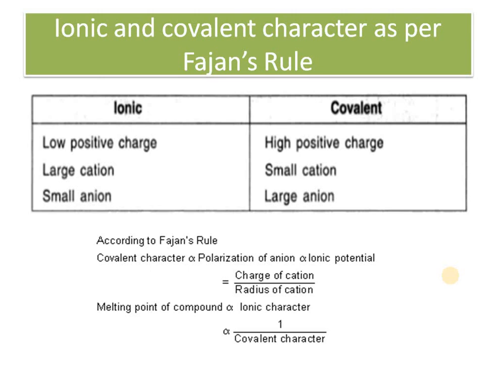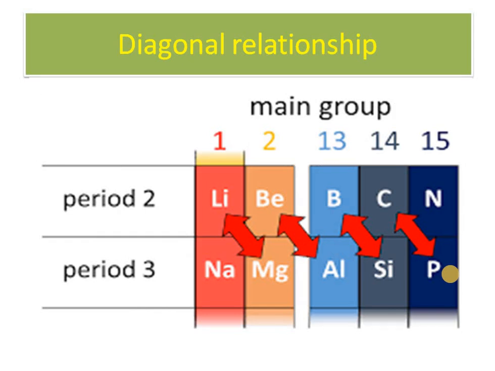So you know that ionic compounds have a higher melting point, but covalent compounds have a low melting point. So the melting point in this case would be low. Now diagonal relationship: period 2, period 3, main group elements. Diagonal elements means lithium and magnesium have similar properties, beryllium and aluminium have similar properties, carbon and phosphorus have similar properties. Now, why is it so? It is due to diagonal relationship.